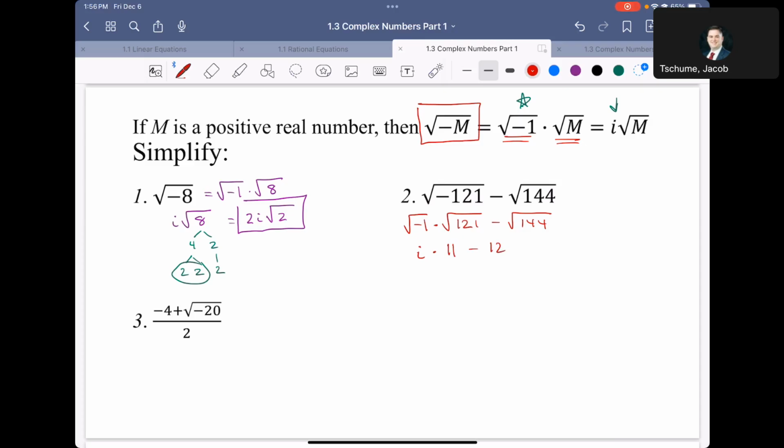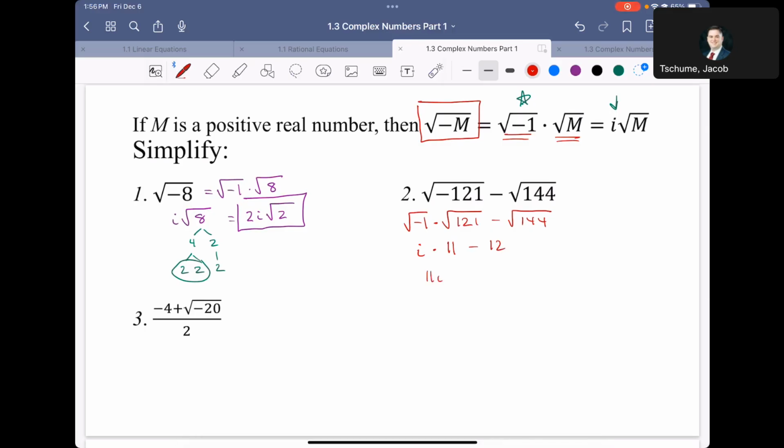So those simplified way quicker. And if I were to write this in a little bit nicer way, I would just write this as 11 times i minus 12. And so that is the value for number 2.